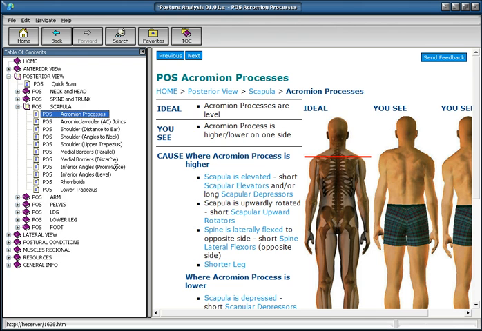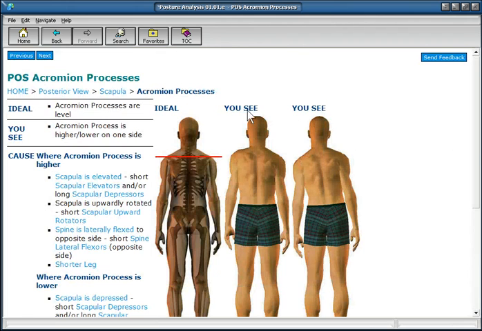So we go on acromion processes, and ideal, what you can see here, the acromion processes are level, and I just minimize the table of contents here so we can see the full picture, and you've got a picture of what it shall look like in an ideal situation, and you can also see what a deviation will look like. How to get further with the information you've got on the page, we have a look at in another tutorial that explains about the page layout.